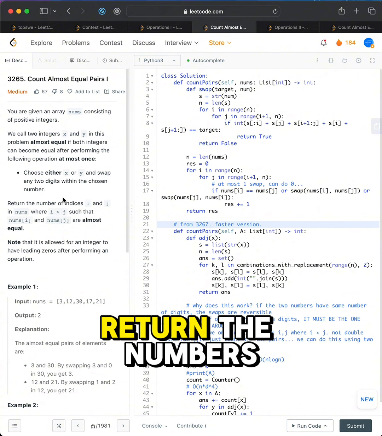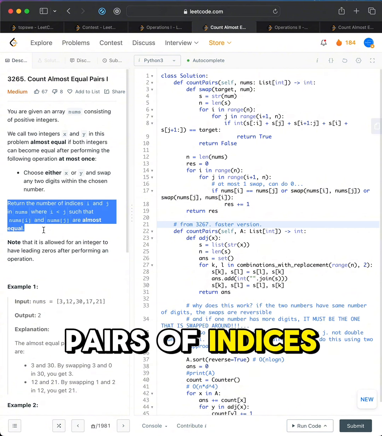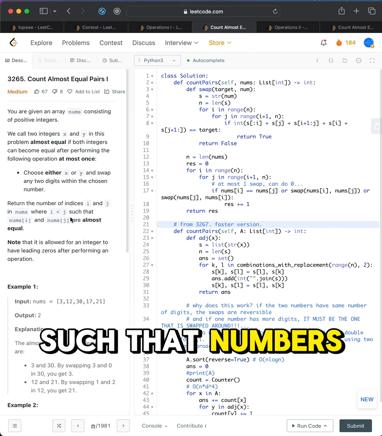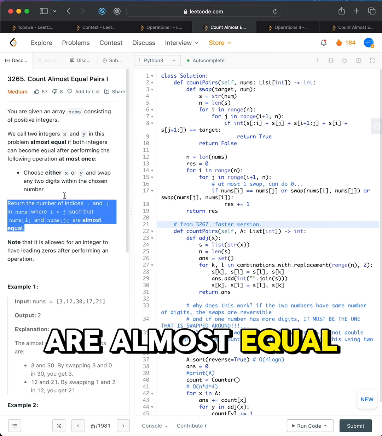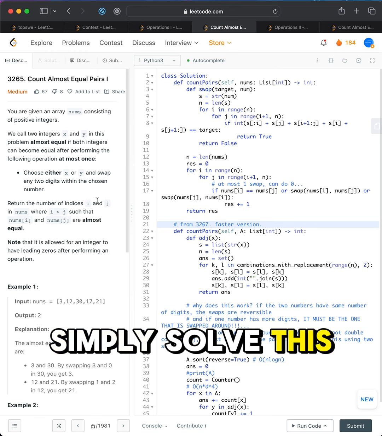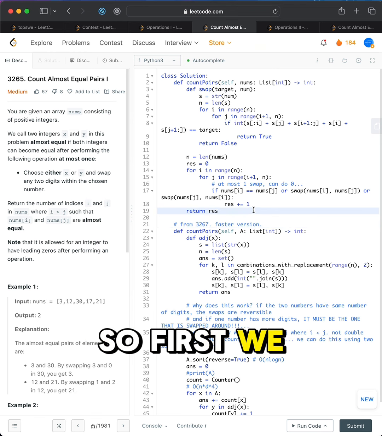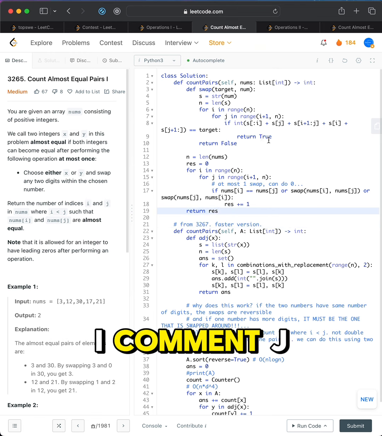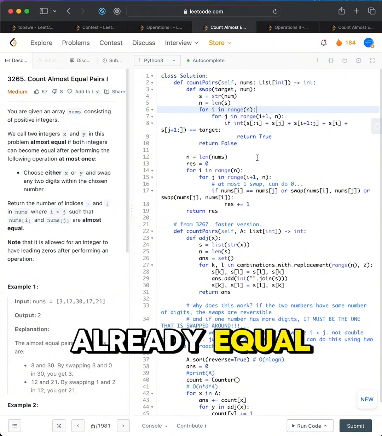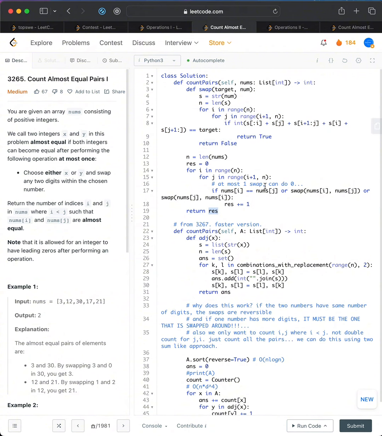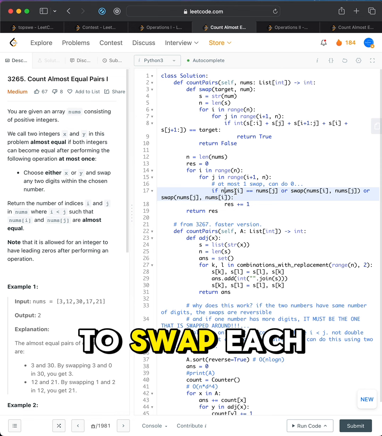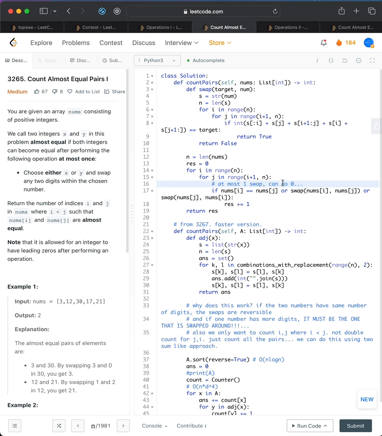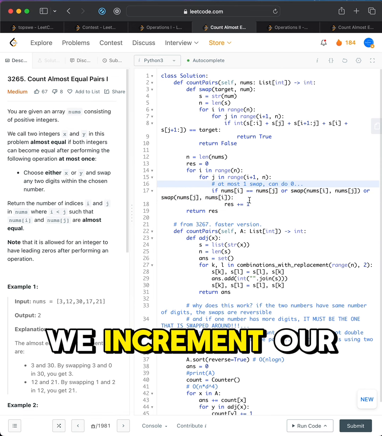And we want to return the number of pairs of indices such that nums of i and nums of j are almost equal. So we can simply solve this using brute force. So first, we can consider all pairs i, j. If they are already equal, then we don't need to swap. Otherwise, we try to swap each one to the other one, and if they're almost equal, we increment our final count res.